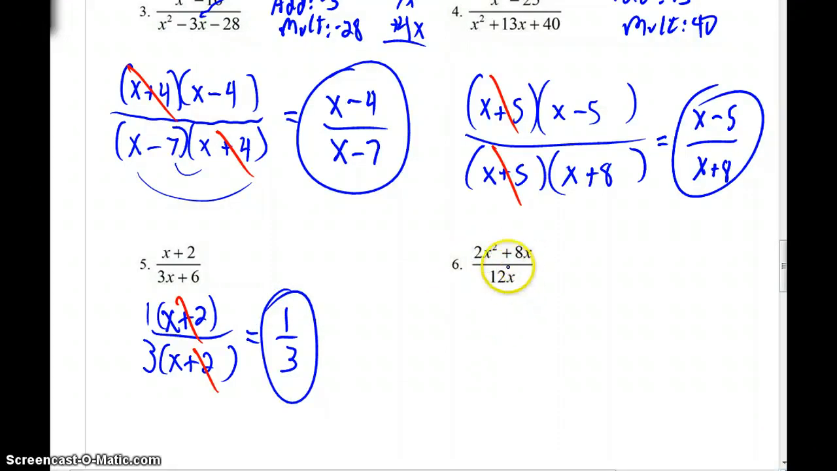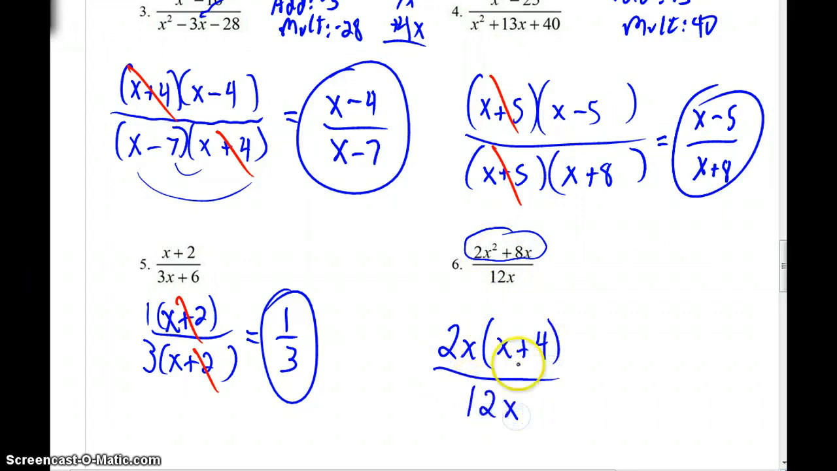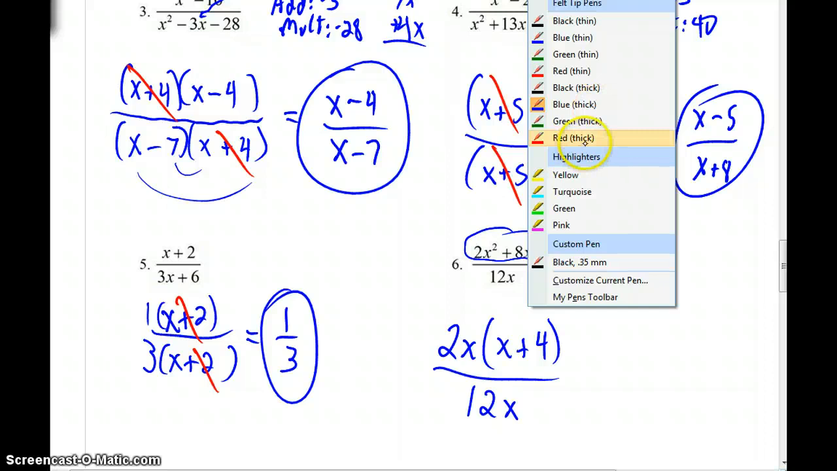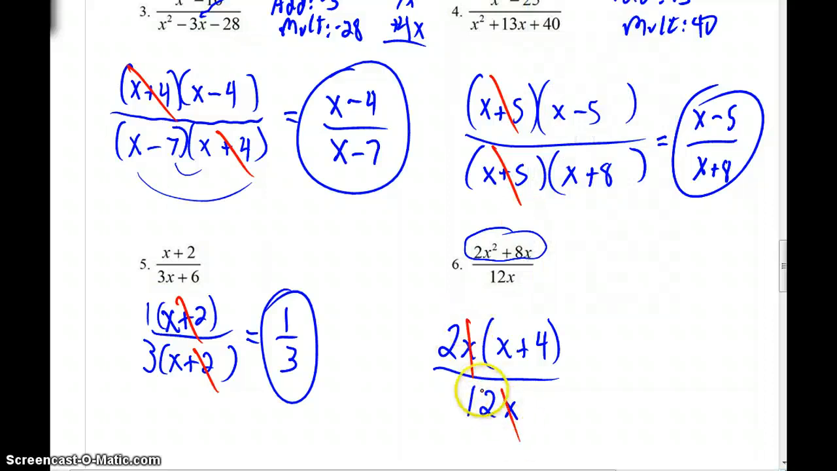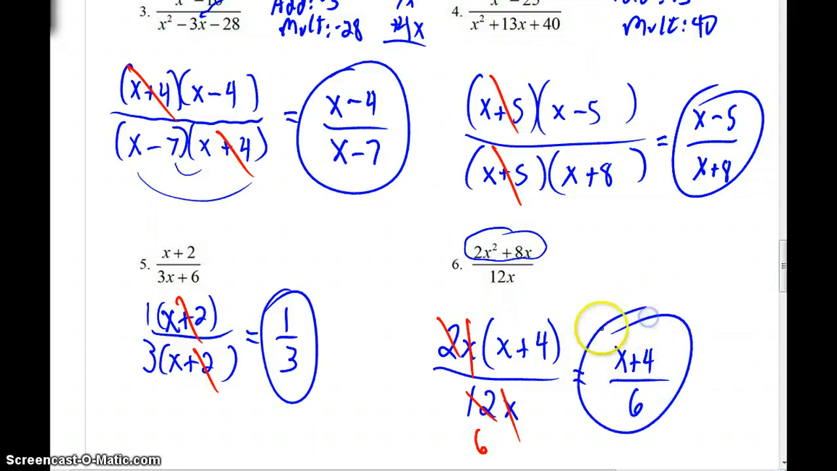For number 6, 2x squared plus 8x. Up on top, I could pull out a 2, pull out an x, divide out a 2 and an x from both. Down below we'll have our 12x. Hopefully you can see where we're going with this. The x's cancel out. 2 divides into 12 6 times. That's going to leave us with x plus 4 all over 6.